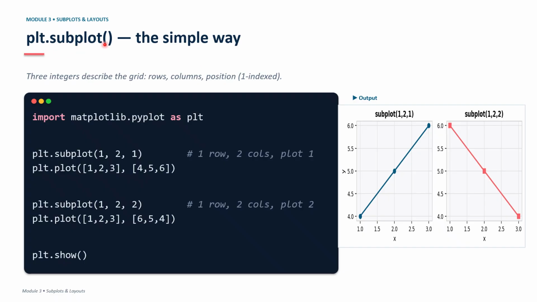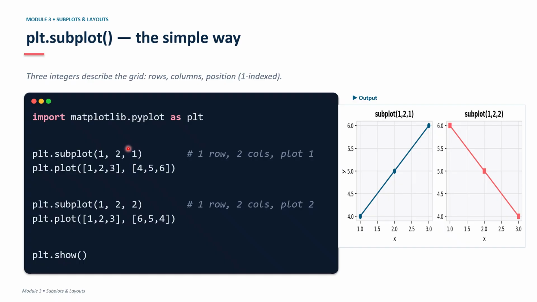plt.subplot is the function which is used to create the subplots. It uses a 3-integer system that you have to memorize. The plt.subplot function takes the row count, then the column count, and the position. So subplot of 1, 2, 1 means it has to create a single row with 2 columns, and the position will tell you which panel to activate right now.